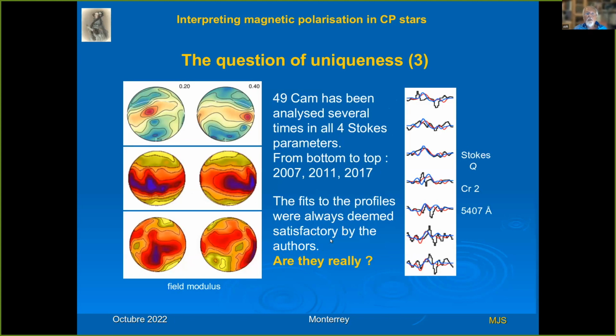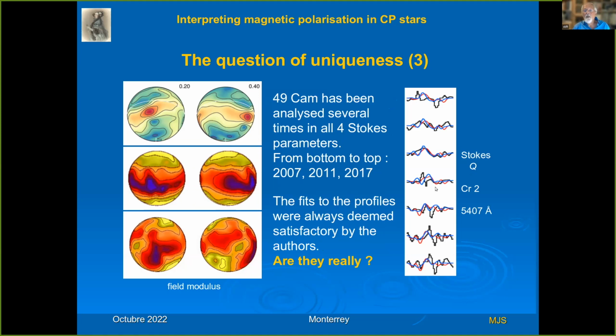You can go further. 49 CAM has been analyzed several times in all 4 Stokes parameters. And I just showed published maps for 2 phases for 2007, 2011, and 2017. And the fits to the profile were always said to be very satisfactory by the authors.